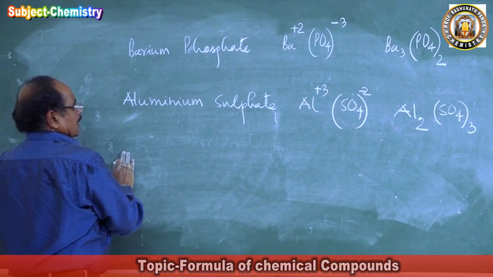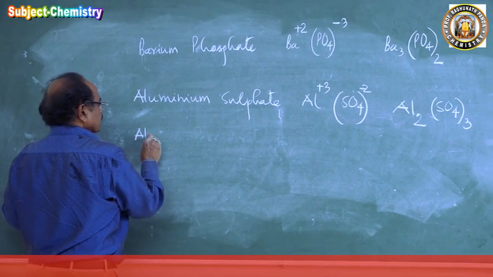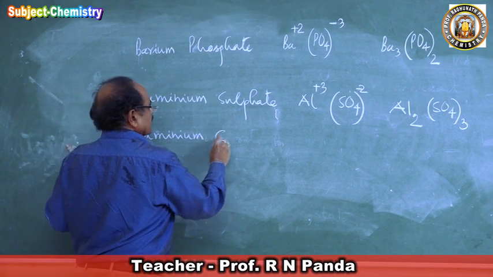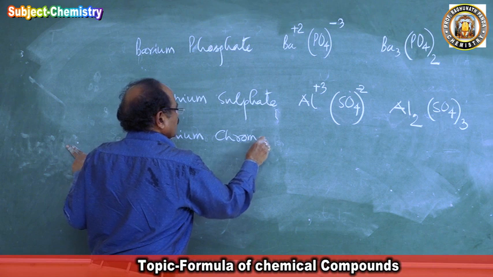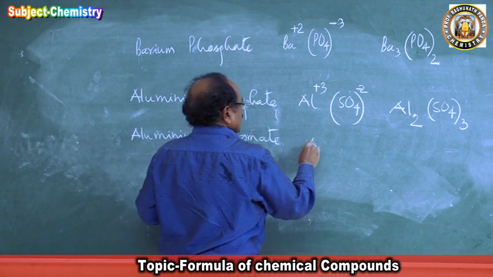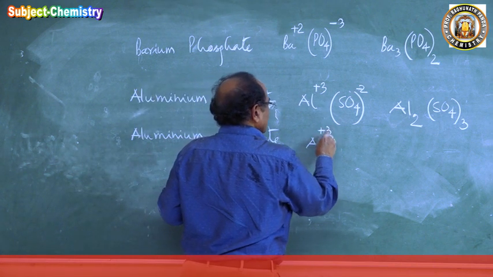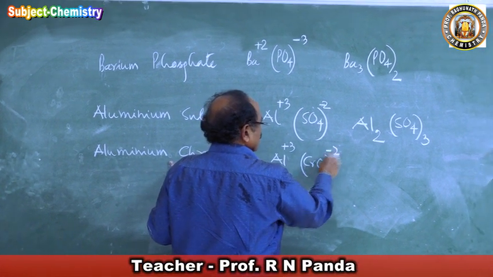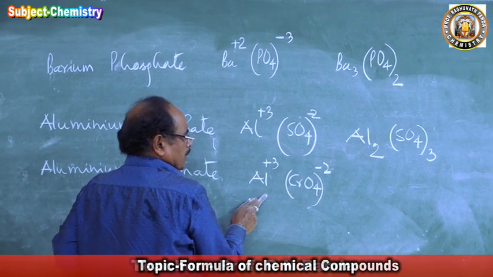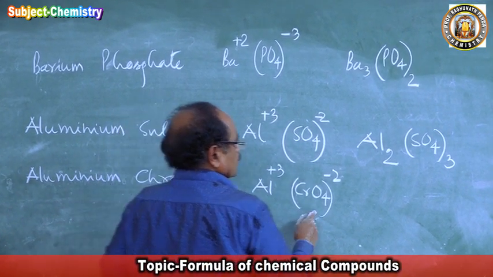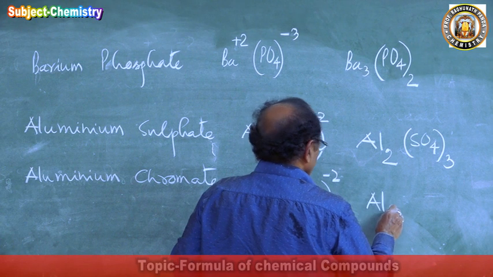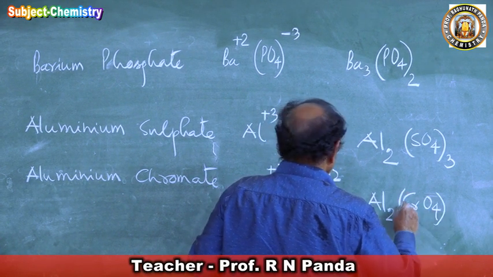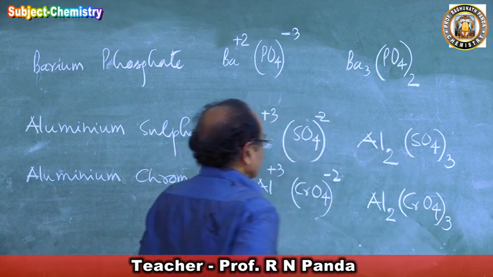Now we'll come to aluminium chromate. Al plus 3, CrO4 minus 2. So 2 will come to aluminium, 3 will go to chromate. So aluminium twice, then chromate thrice. Like this.